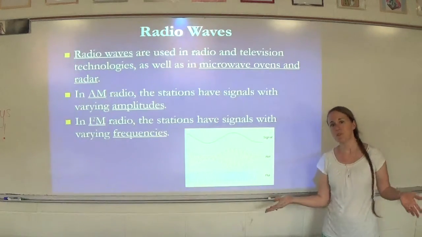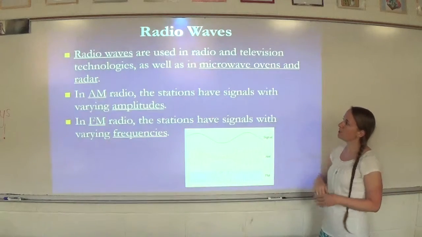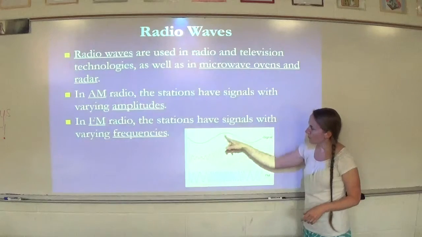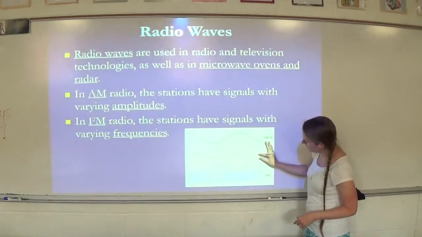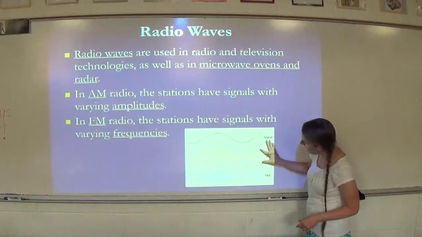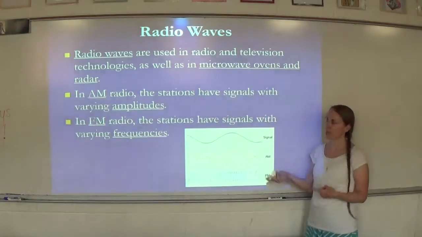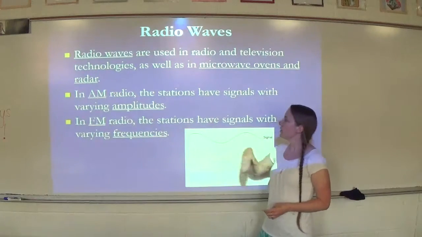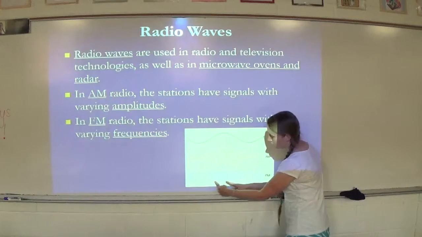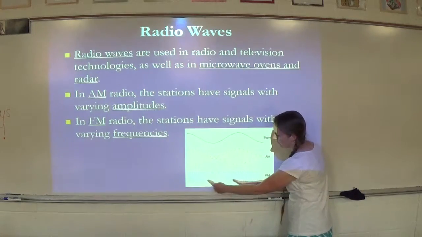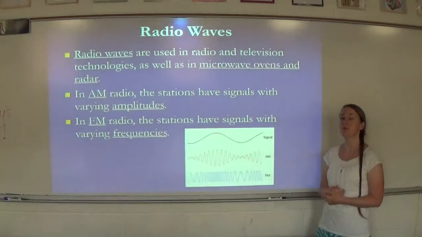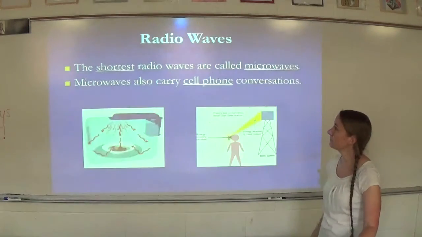So what's the difference in FM and AM radios? In AM radio, the stations have signals with varying amplitudes. So here's just a normal wave, and so if you look, AM, we have low amplitude, and then it gets high, and then it gets low, and then it gets high. So AM, the A stands for amplitude. Then in FM radio, the stations have signals with varying frequencies. So if you look, we have short wavelengths, so high frequency, lower frequency, high frequency, lower frequency, like that. So the FM means that the frequency is changing.